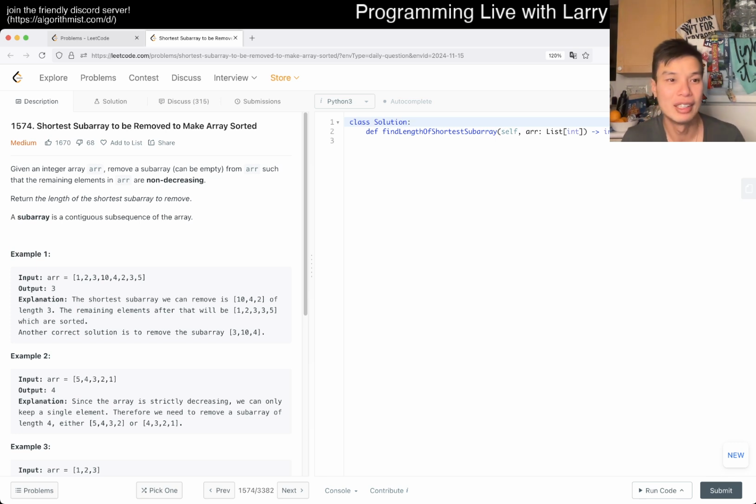But yeah, let's take a look at today's problem. We have 1574, shortest subarray to be removed to make array sorted. Given an integer array, remove a subarray from it such that the remaining elements are non-decreasing. Return the length of the shortest subarray to remove. A subarray is a contiguous subsequence of the array.